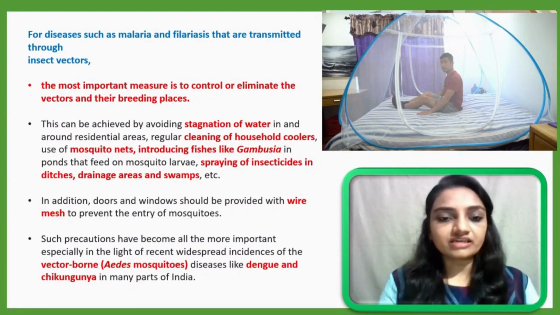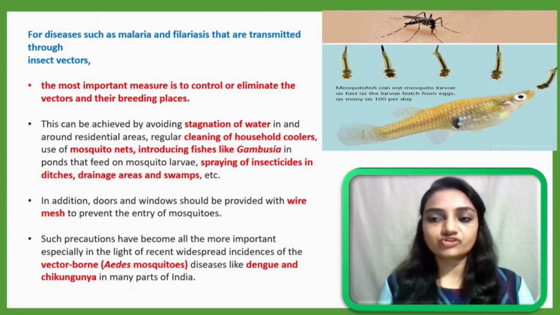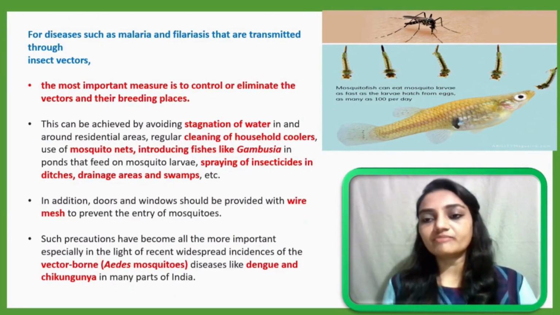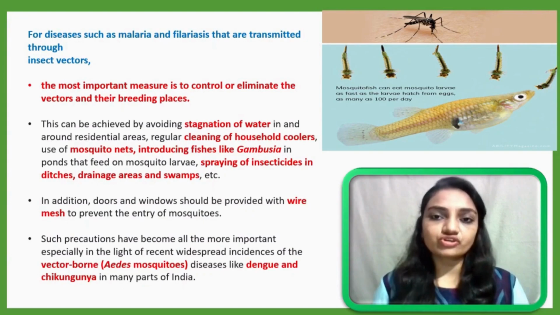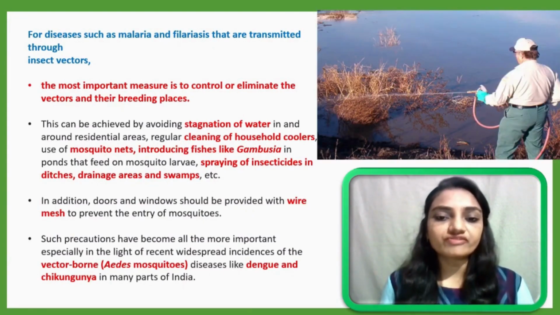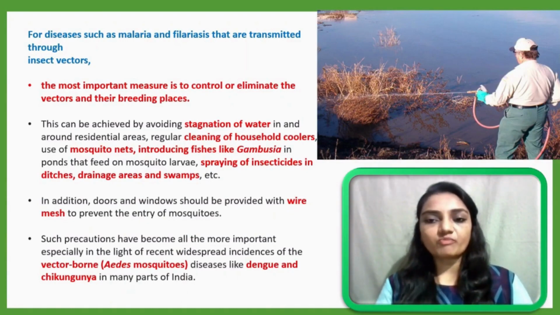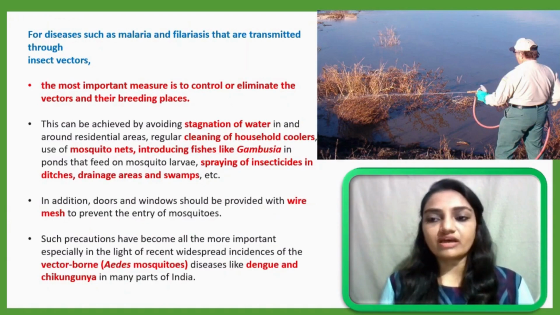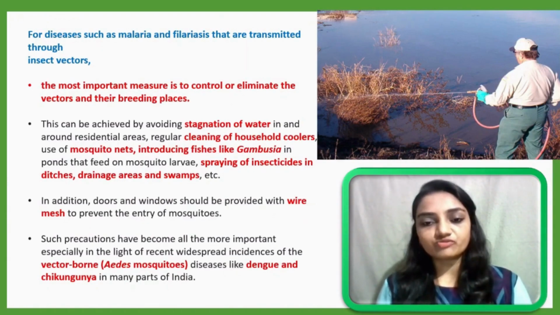Then introducing fishes like gambusia. As you know very well, gambusia fish feed on mosquito larvae, and they will eat all the mosquito larvae in the water. By using this type of fish, you can avoid mosquito-related spreading. So gambusia is very important. Then spraying of insecticide in the ditches and drainage, all the places where there is an open water body, so you can avoid egg production and development of the mosquito.